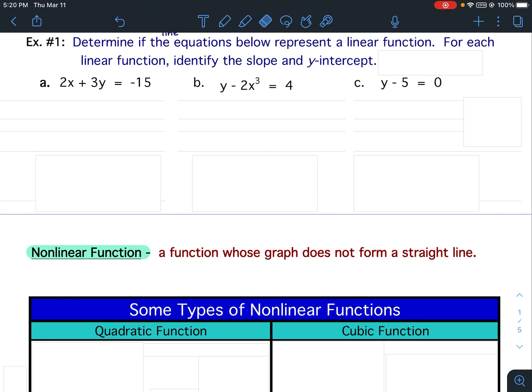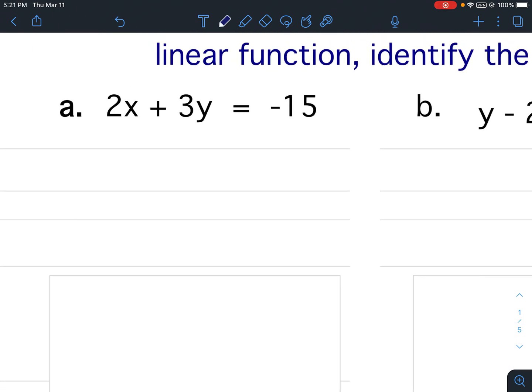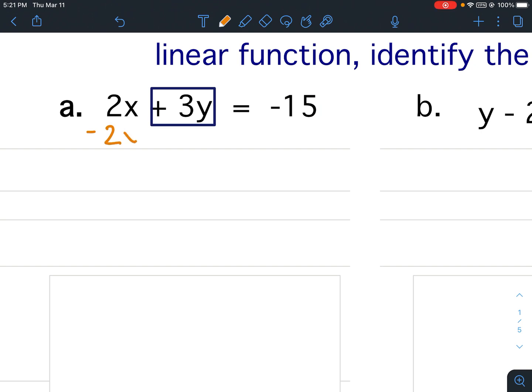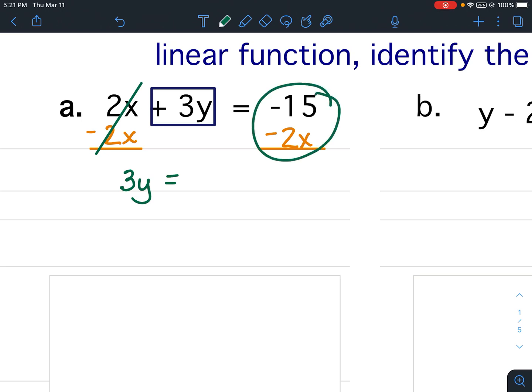Okay, in order to complete this, we must solve for y first. So for problem A, let's box our y term, because that's ultimately what we want to isolate. I'm going to subtract 2x from both sides. Bring down the 3y equals. These are not like terms, so I just bring them down. I bring down my variable term, then I bring down the constant term.